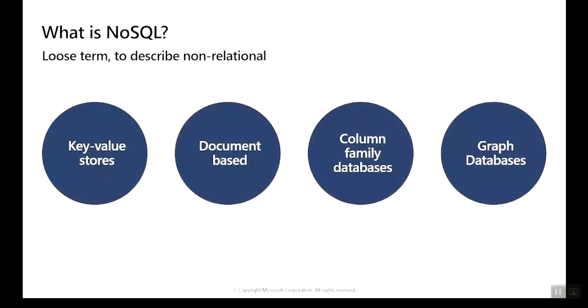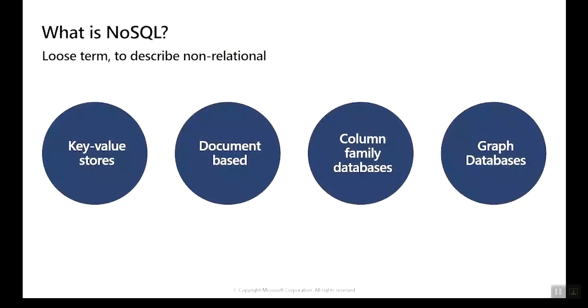Now, you might have heard or seen the term NoSQL floating around when you're reading about non-relational databases. NoSQL is rather a loose or generic term that simply means non-relational. Some people debate that NoSQL means not SQL or not only SQL, but essentially it just means non-relational data. Now, NoSQL or non-relational databases generally fall into 4 categories. So we have key value stores, document databases, column family databases, and graph databases.